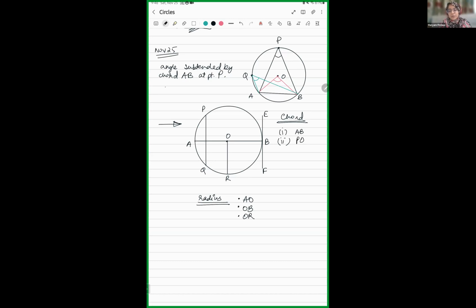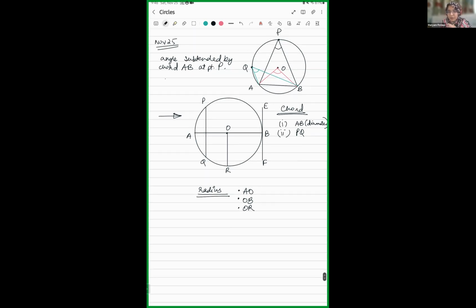And similarly, AB is also a chord. It is a special type of chord which is called diameter. Diameter is the longest chord. Okay. If someone asks you, Riaz, you have to tell me this. Name the chord which passes through the center of the circle. Look at PQ. PQ is a chord, but it's not passing through the center. So can you tell me the name of the chord which passes through the center? Diameter. Very good. Diameter is the chord which passes through the center.